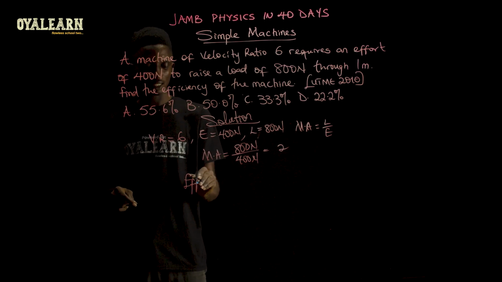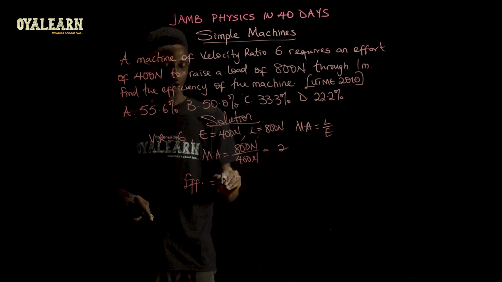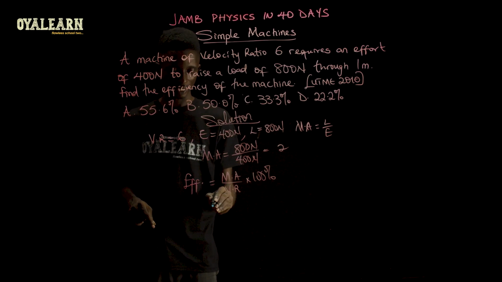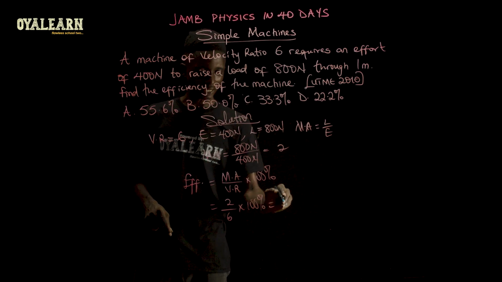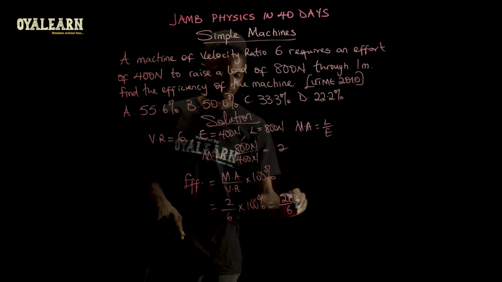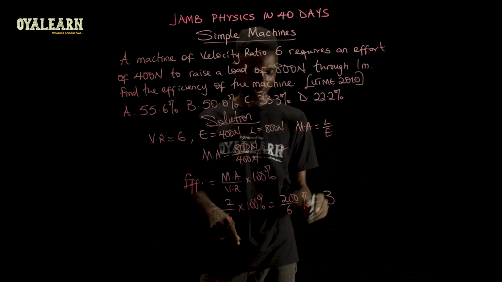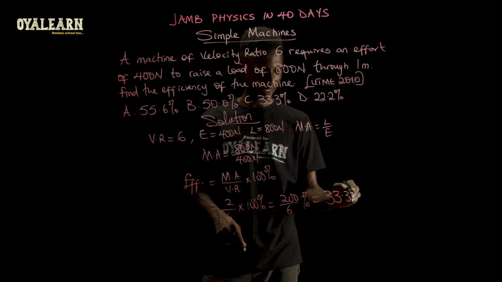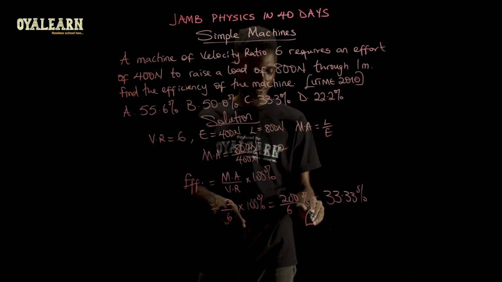So the efficiency would therefore be mechanical advantage over velocity ratio multiplied by 100%. And that will be 2 over 6 times 100%. And that will give you 200 over 6 in percent. 6 will go in 20 3 times, remainder 2. In 20 again, 3 times, remainder 2. So that's 33.33. The correct option therefore is C.